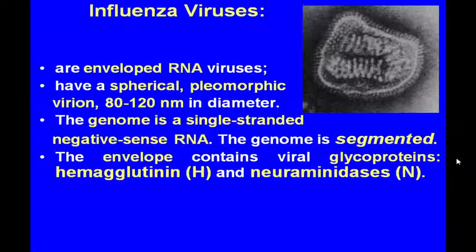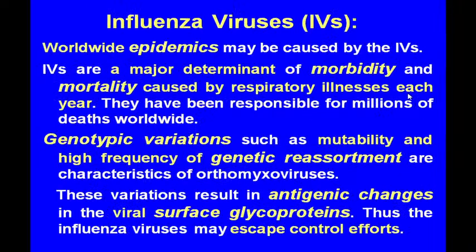Let's take a look at influenza itself. Again, this is an enveloped virus. It has a minus sense RNA genome, and this genome is segmented. Please pay attention to it. It's a very important feature of the influenza virus: minus sense, segmented RNA genome. And on the envelope, we have two types of glycoproteins, hemagglutinin and neuraminidase.